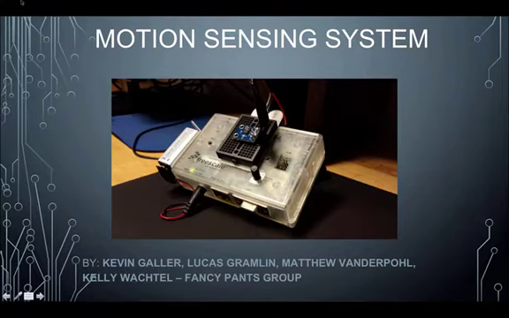This system is designed to implement a number of I/O sensing capabilities into a single compact motion detection system. The system detects synchronous and asynchronous stimuli using real-time operating system concepts we have learned throughout this course. The Fancy Pants contributors are Kevin Galler, Lucas Gramlin, Matthew Vanderpool, and Kelly Wachtel.